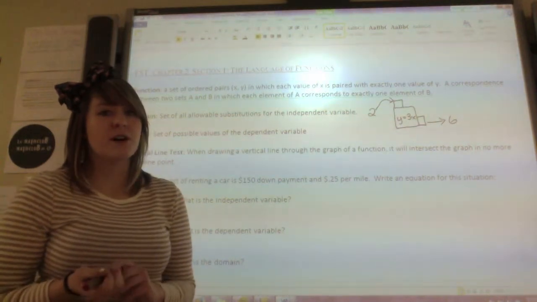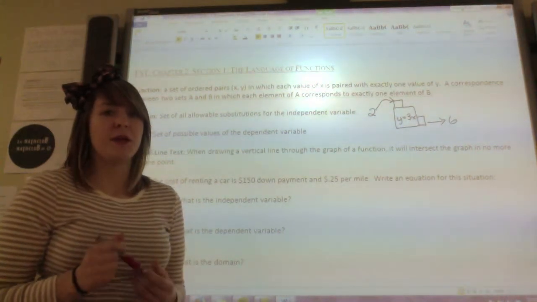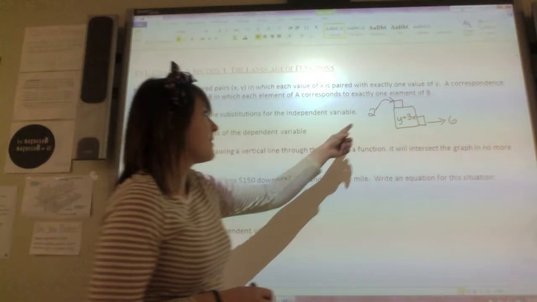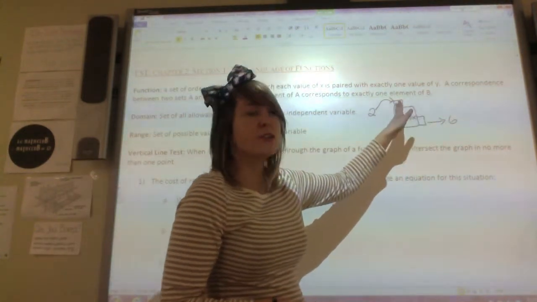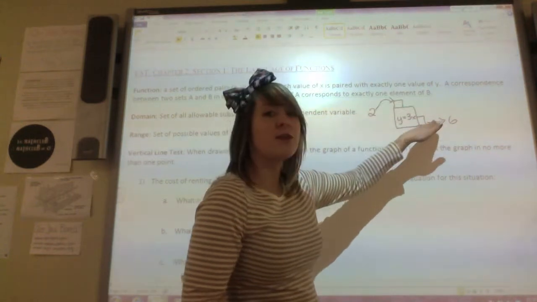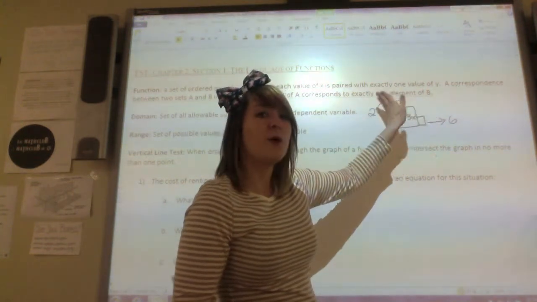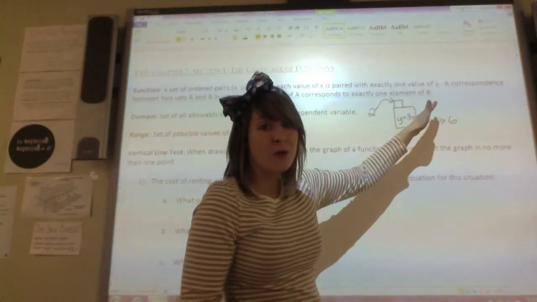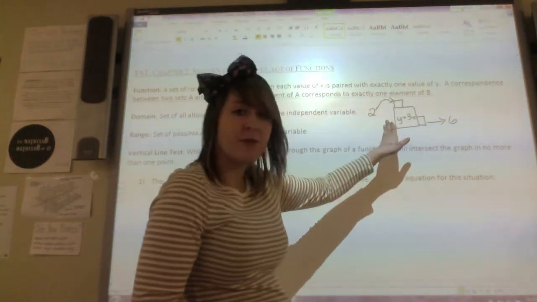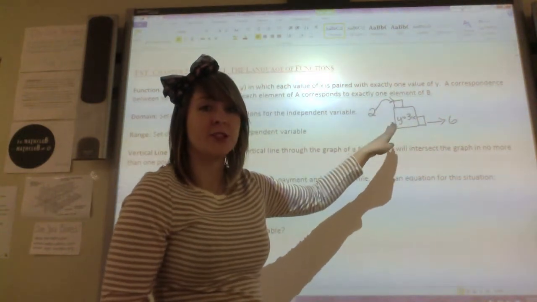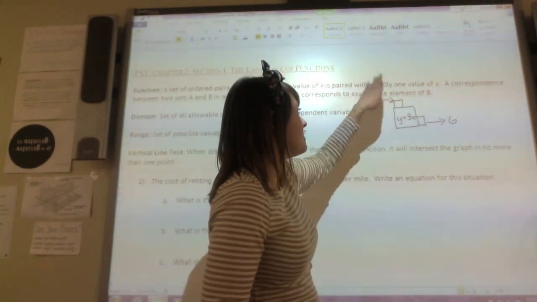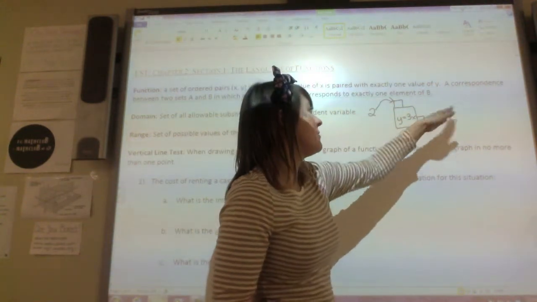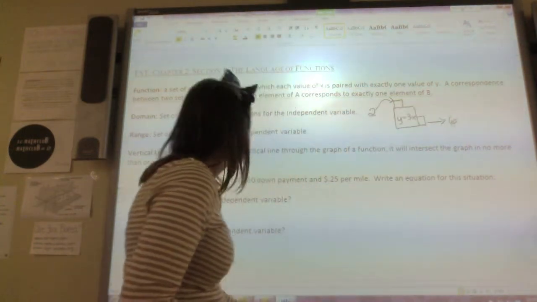If something is a function, that means that we can put it in the function machine because for everything that we put in, we only get one thing out. So in your function machine, if you put one thing in and you get more than one thing out, that would break your function machine and therefore it would not be a function. Also, we can think about the stuff that we put in as being our domain values and the stuff that we get out as being our range values.